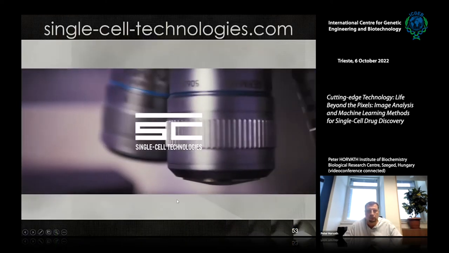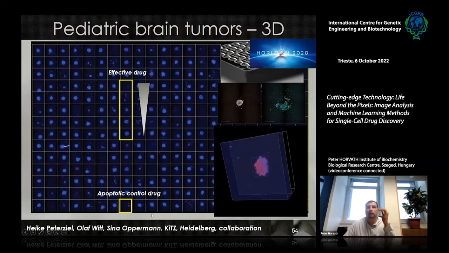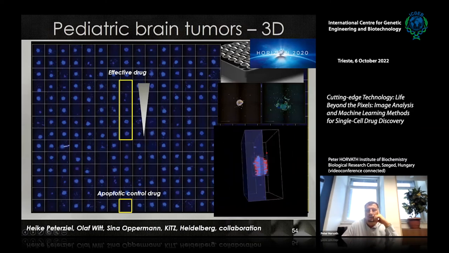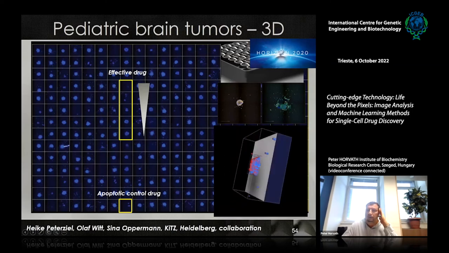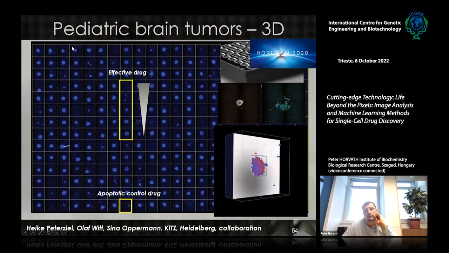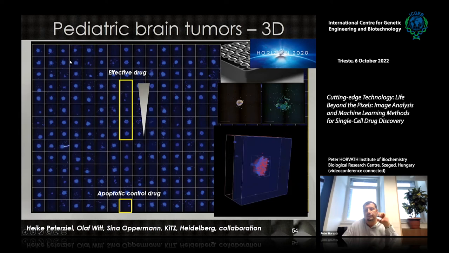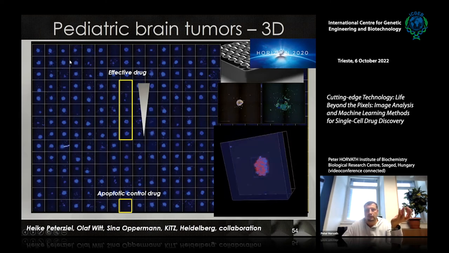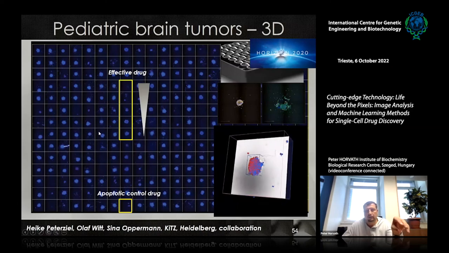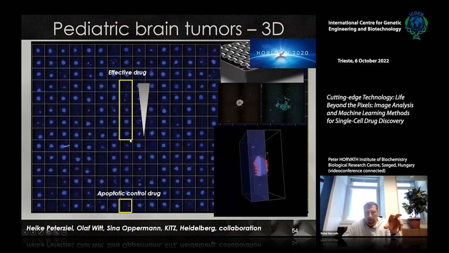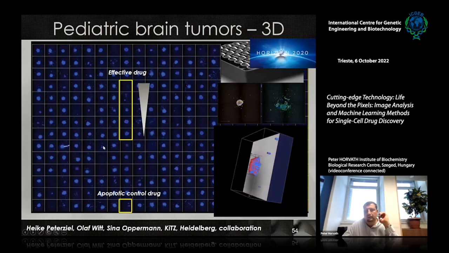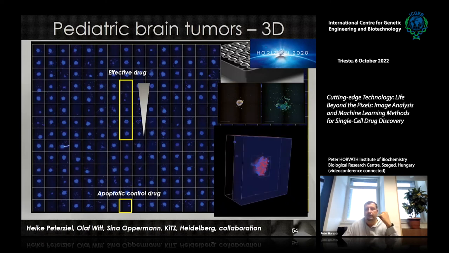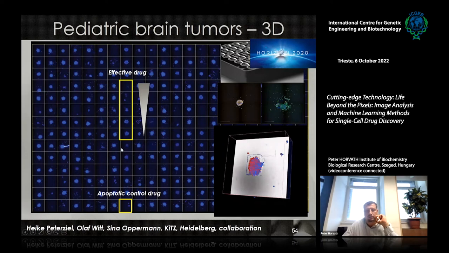Just to show you one project that we are working on, it deals with pediatric brain tumors. We do it together with the Children's Hospital in Heidelberg, Germany. The idea is that from children with brain tumors, we take samples, create cell cultures and spheroids, and then apply some drugs and see the efficacy of these drugs in a three-dimensional environment.